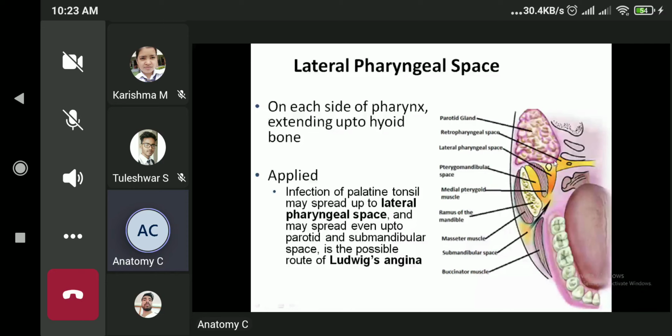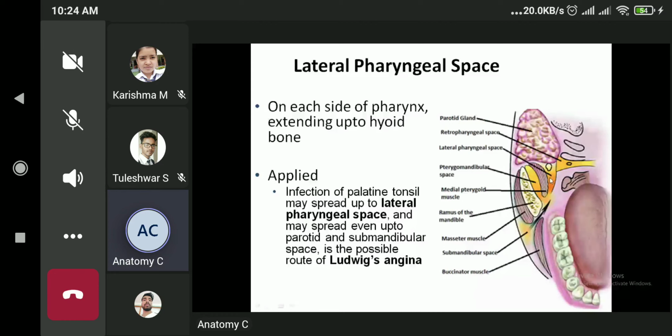Once again, I repeat: the lateral pharyngeal space is bounded medially by the pharynx, posterolaterally by the parotid gland, anterolaterally by the medial pterygoid along with the ramus of the mandible, posteriorly by the carotid sheath, superiorly by the base of the skull, and inferiorly it extends up to the level of the hyoid bone. It contains branches of the maxillary nerve and vessels.